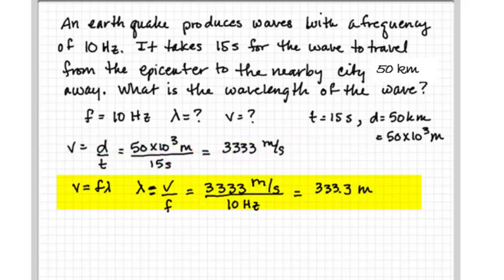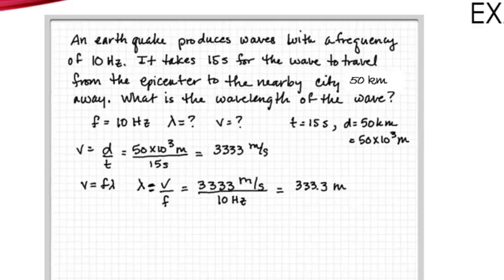And we have the equation, velocity is frequency times wavelength, so we can use that to find the wavelength because now we have velocity and we were given frequency in the problem. So when you rearrange that equation by dividing both sides by frequency, you end up with wavelength is equal to velocity divided by frequency. Plug in the velocity that we just found and divide it by that frequency of 10 hertz, and we find that the wavelength of that wave is 333 meters. So it is a very, very large wave.